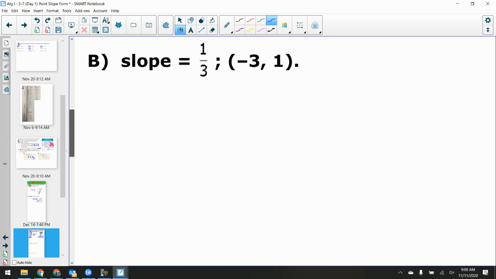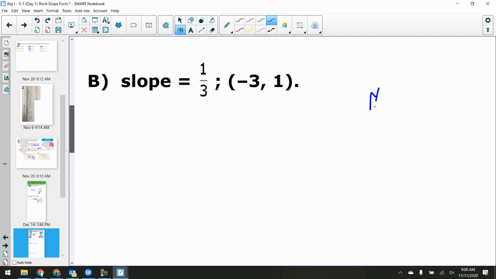All right. My slope is 1/3. My y-intercept, or sorry, my point is -3, comma 1. Now, again, I like to write this over here on the side like it's my answer blank. I know in the end I'm going to have to say y equals mx plus b, which means I have to find my m, and I have to find my b. Am I given my m? Yes, what is it? 1/3. Am I given the b value? No. So I have to do something to find it.